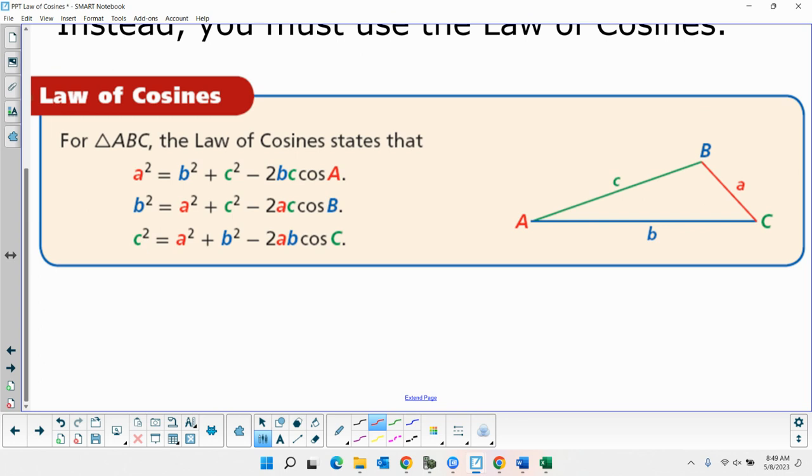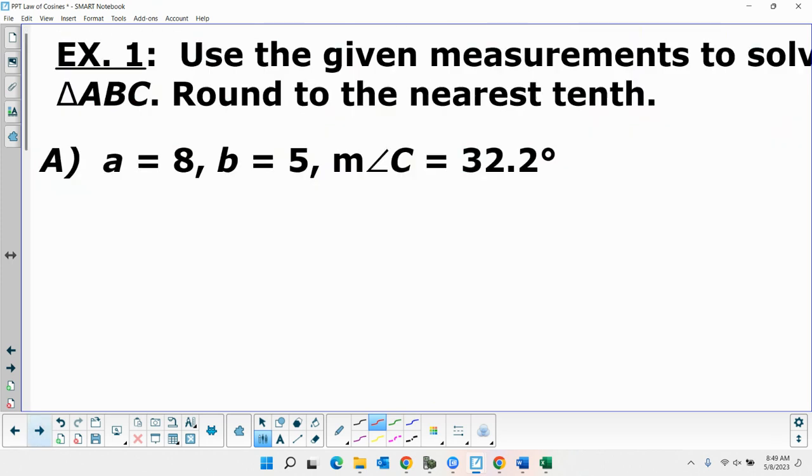that if you've got side A squared, you're taking the cosine of angle A over here. These are the B's and the C's in here. If you're looking for side B, then you're taking the cosine of angle B, and you've got A and C in here. So they're all the same. They just interchange depending on what information you're given. Okay. So let's look at one.